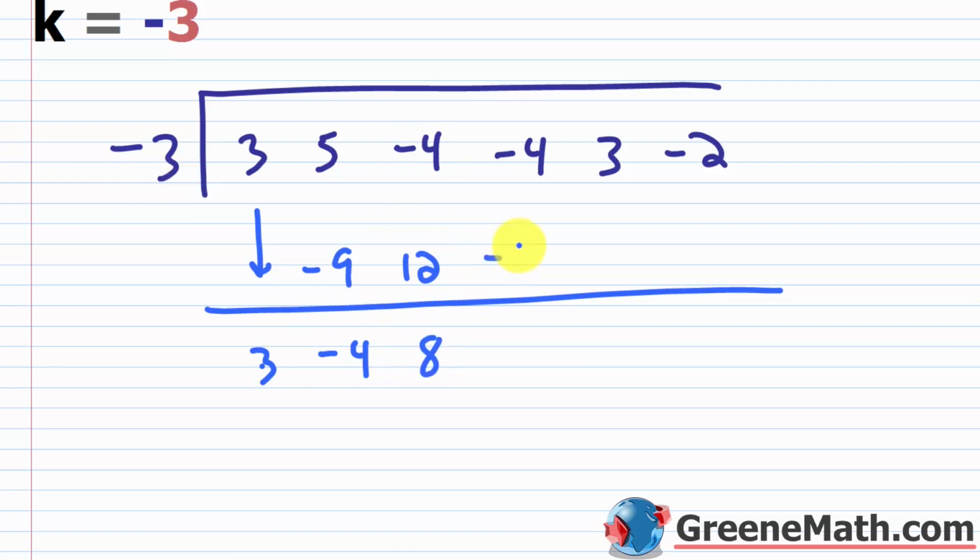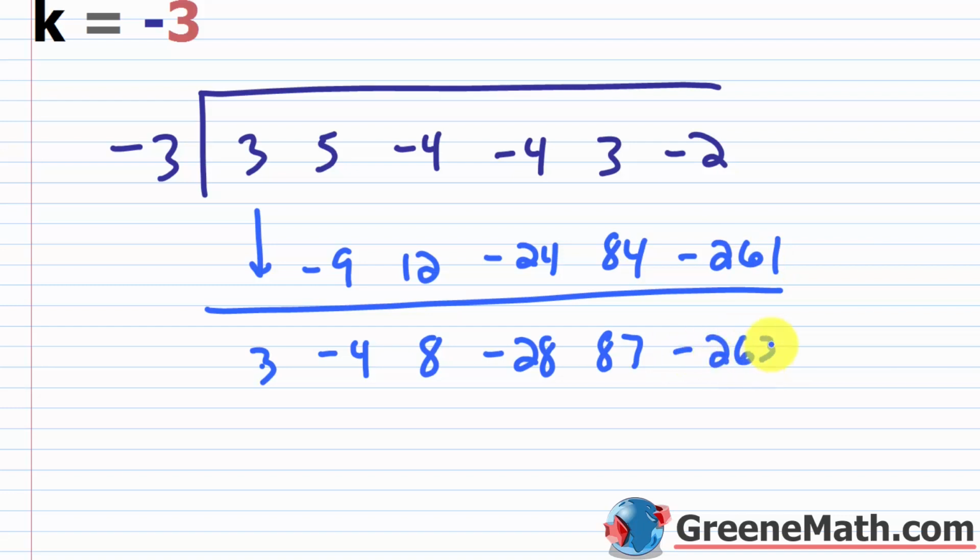-3 times 8 is -24. -4 plus -24 is -28. -3 times -28 is 84. 3 plus 84 is 87. And then lastly, -3 times 87 is -261. And then -2 plus -261 is -263.